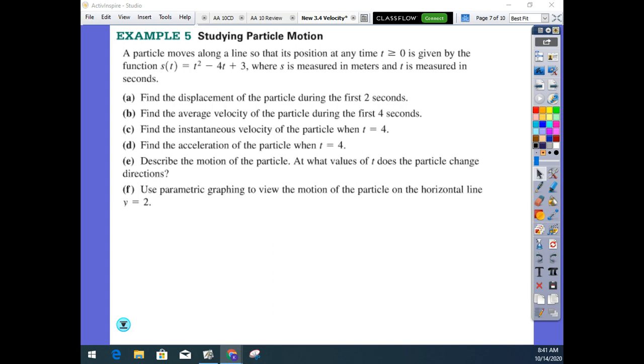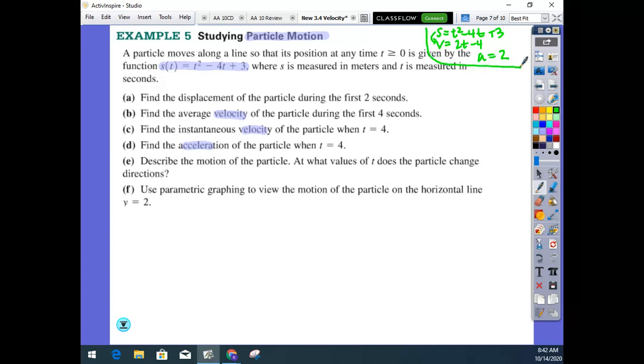So part 2 starts with example 5, studying particle motion. Now, I'm just going to say right now, anytime you see particle motion, an equation for S, velocity, acceleration, you need the key. So if S is t squared minus 4t plus 3, take the derivative of S to get V, 2t minus 4. A is the derivative of V, which is 2. This key is going to give us everything we need.